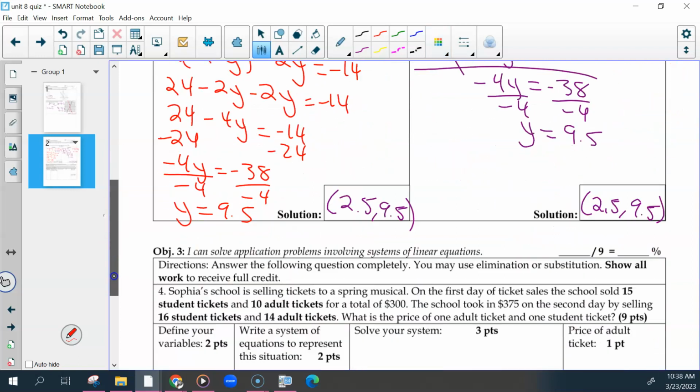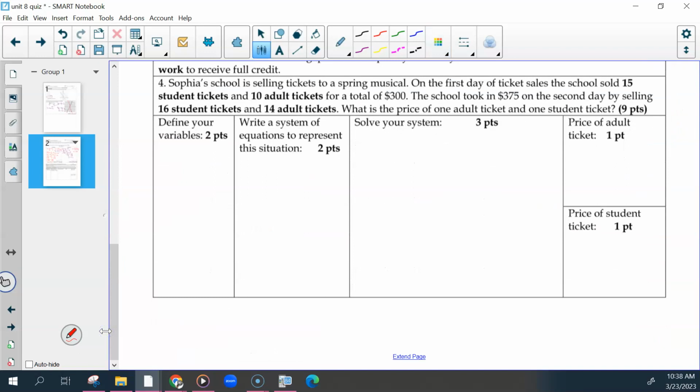And then the last one, we'll see if we can get this done before lunch. So you have to define your two variables. A lot of you used A and S. Some of you used different variables. That was fine. Make sure you're being specific. So price of the adult tickets and the student tickets. Being specific and defining both of those were worth a point apiece.